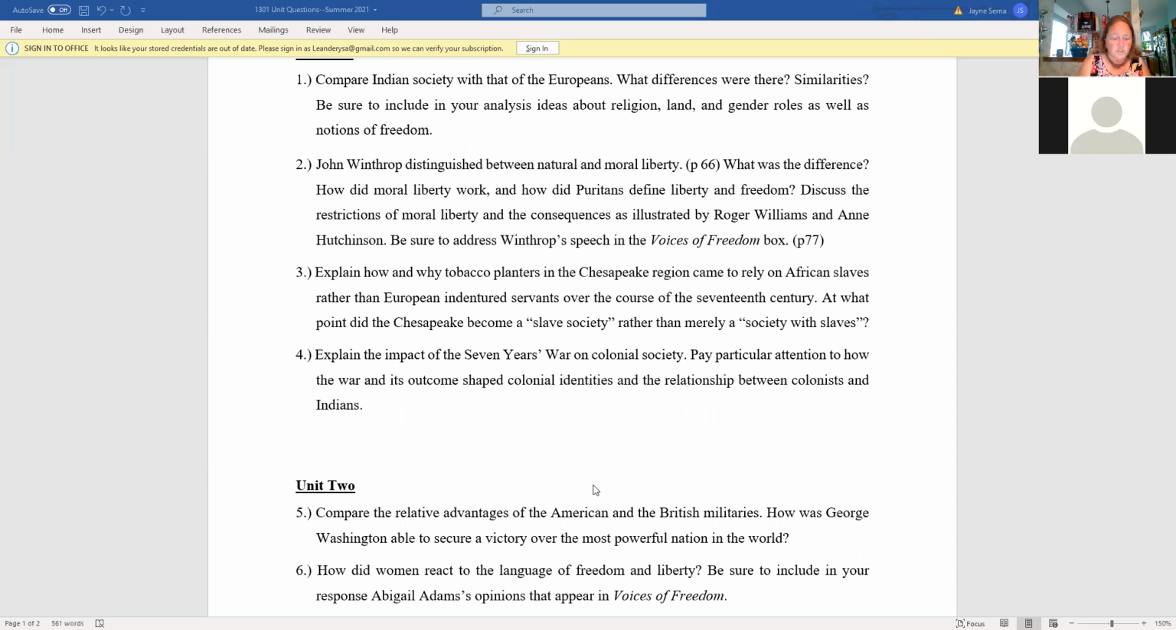So for chapter 3, explain how and why tobacco planters in the Chesapeake region came to rely on African slaves rather than European indentured servants. And the Bacon's Rebellion part of the chapter is probably going to be the part that you're going to want to look at. If you start on this one around page 98, that's where it's going to start talking about slavery in the law, the rise of slavery in the Chesapeake. And the Chesapeake is primarily Virginia and Maryland.